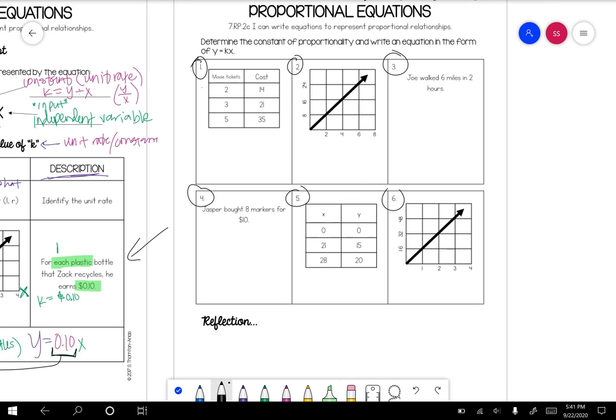But what you're going to be doing is 1, finding the constant. So what's the constant? And then you're going to write the equation in the form of y equals kx. Okay, so two answers you need. You need the y equals kx, where you're replacing k, and you need k equals whatever the unit rate is. Okay. All right, you got this.